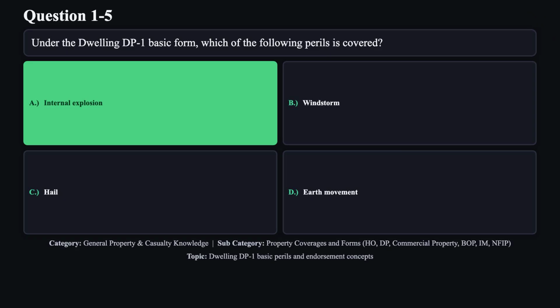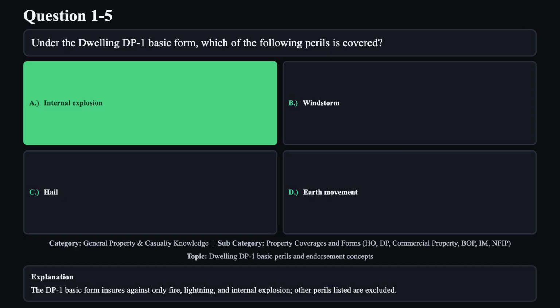The correct answer is A. The DP1 basic form insures against only fire, lightning, and internal explosion. Other perils listed are excluded.